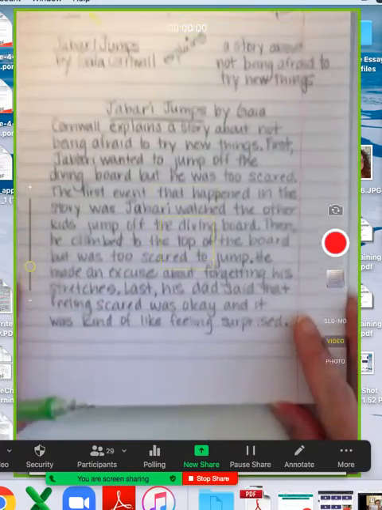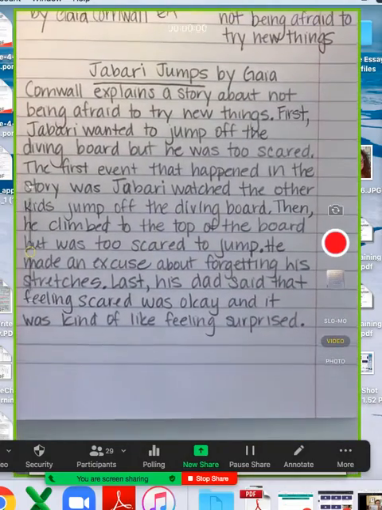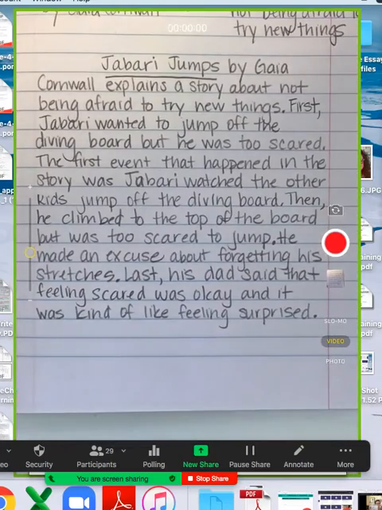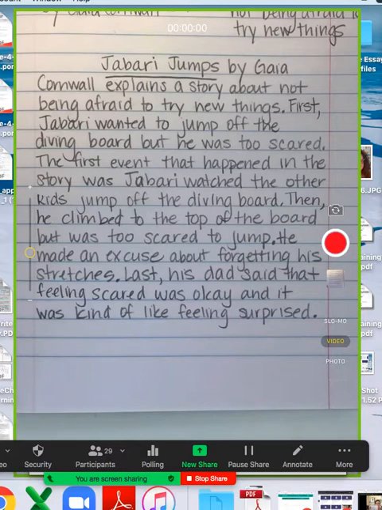I'm going to zoom in. How's that? I see somebody working hard. So while you're waiting, you can look back at your notes in your reader's notebook and figure out what you would put for the last sentence. Yes, what would you put for the last sentence?